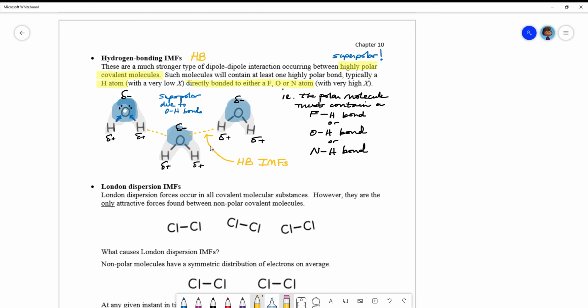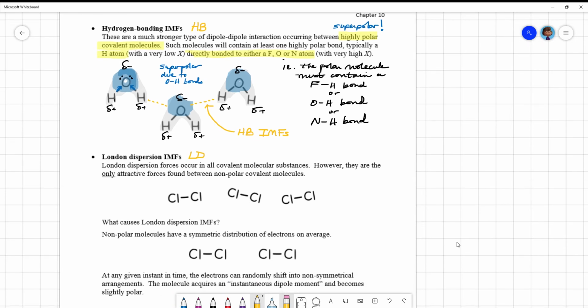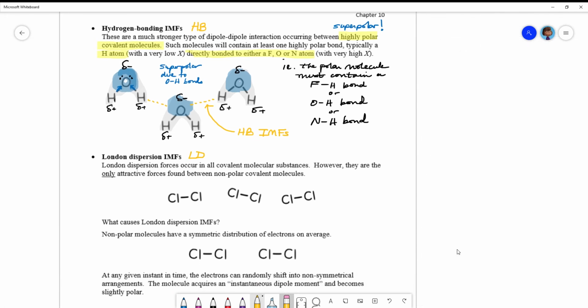Well, the third type of intermolecular force is called London dispersion. London dispersion IMFs are what's next, right here. And well, we're going to abbreviate London dispersion forces using an L and a D, London dispersion intermolecular forces. So under what conditions do we find London dispersion forces? Well, as it turns out, we find them in all covalent molecules.